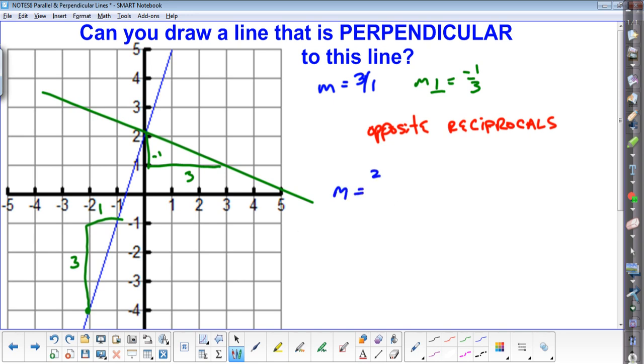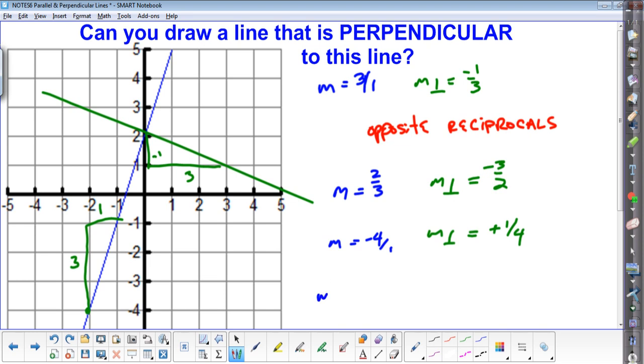If I said the slope was 2/3, the perpendicular line would have a slope of opposite reciprocal. So that's positive, so I become negative, and I flip the fraction. If I had a slope of negative 4, well, the perpendicular slope has to be the opposite, so it would be a positive number. And then I have to flip the fraction. If you don't see a fraction, you can always put it over 1. So the flip of 4 over 1 would be 1 over 4.